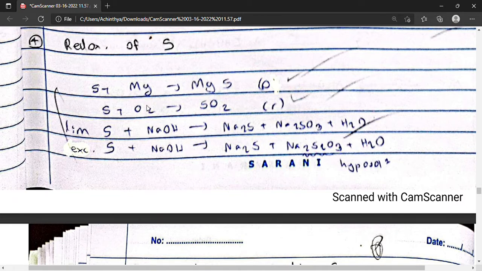oxidation state. Here sulfur acts as a reductant as it reduces oxygen from 0 to -2 oxidation state, while it oxidizes itself from 0 to +4 oxidation state.